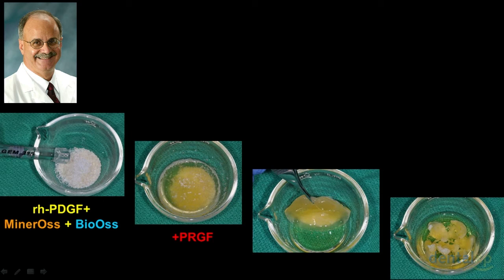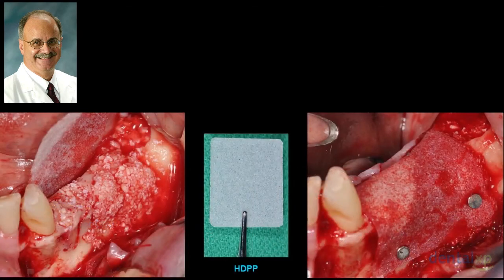Recombinant PDGF, 1,000 times more potent than the PDGF in our own blood. And even using PRGF as another mitogen in combination with, as you see here, both an allograft and a xenograft, we can use this as a graft complex. We need a barrier membrane. We need something to basically protect this graft from extravasating.